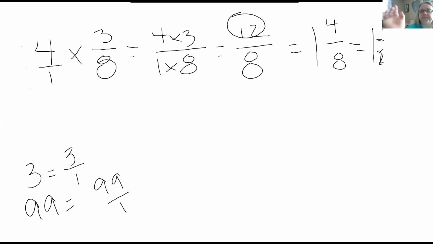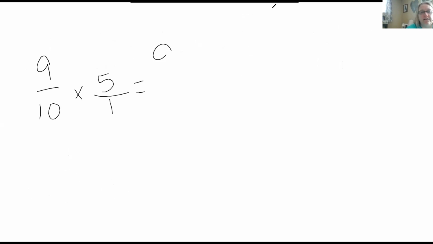Let's try another one. This time, let's do 9/10 times 5. Okay. So again, 5 does not look like a fraction as it stands. However, we can easily turn it into a fraction by placing a 1 underneath of it. Now I simply do 9 times 5, 10 times 1.